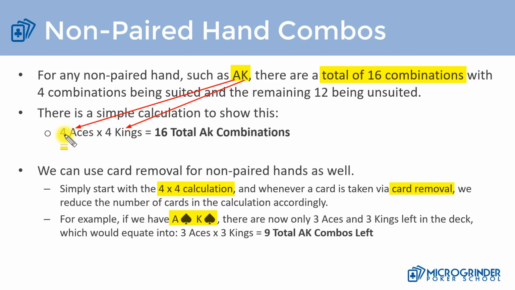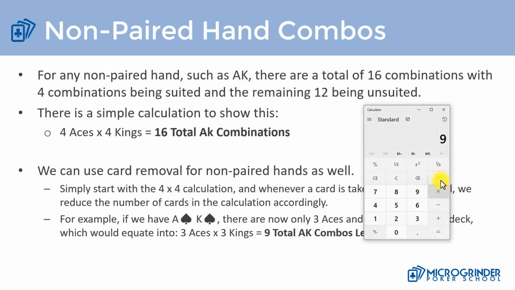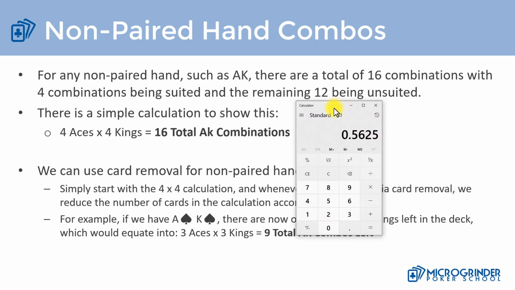So we know that there are only 3 left. We started with 4, we remove 1. So there are 3 aces left in the deck, and same thing for the king. There are 3 kings left in the deck. And so if we do the math, it's just 3 by 3. It's going to tell us that there are 9 combos of ace king left in the deck. And if we do the math, let me pull up the calculator, 9 divided by 16. When we have that, we reduce it by 56%. So we can use this not only for pocket pairs, but for non-paired hands as well.